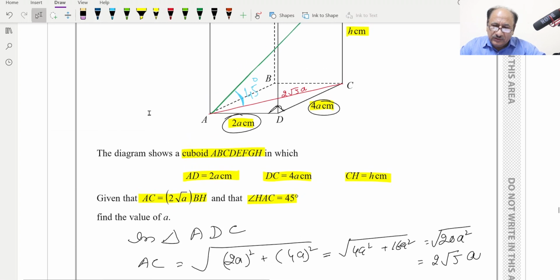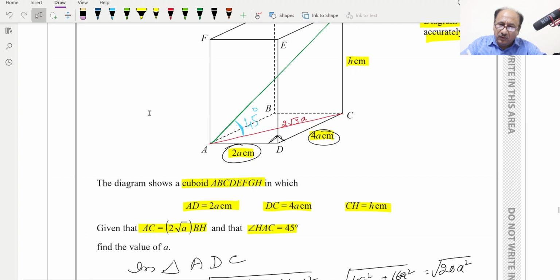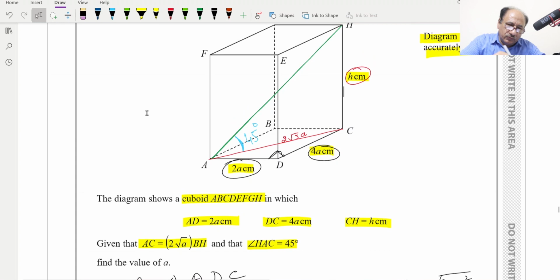Now we have this, and we can find the value of H also by applying trigonometry, opposite over adjacent. So now we will be considering this triangle.